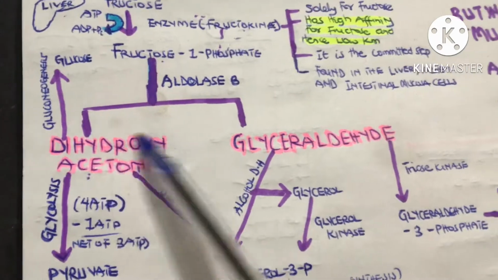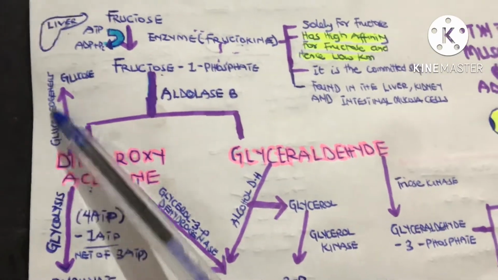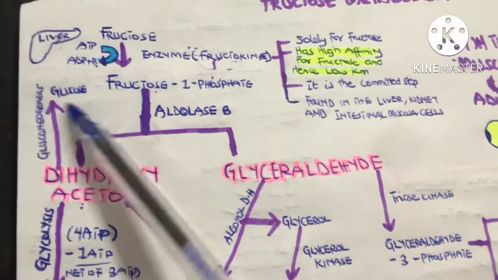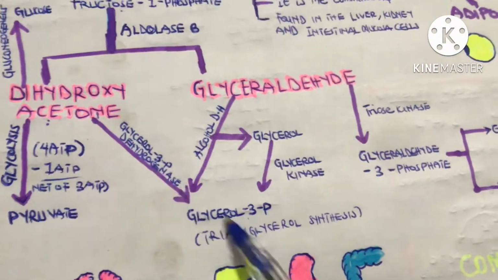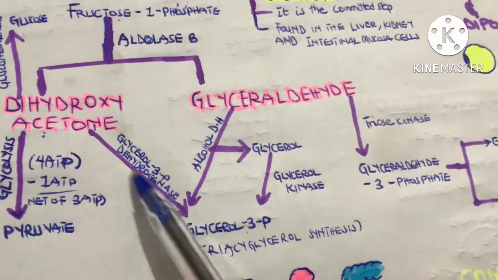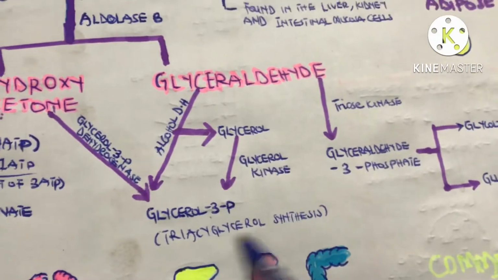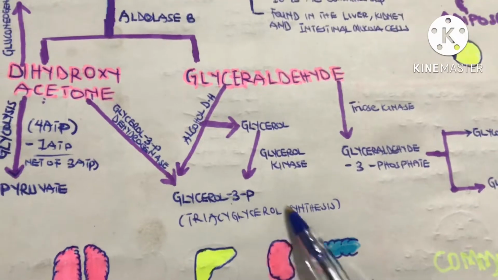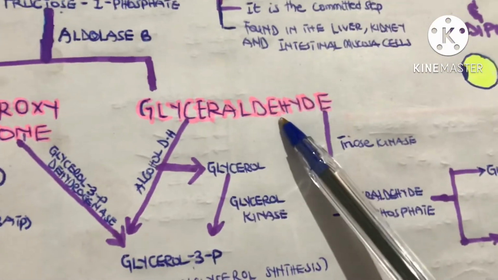Or this dihydroxyacetone phosphate can actually undergo the reverse of glycolysis, which is gluconeogenesis, for us to generate glucose. This dihydroxyacetone phosphate can also be converted to glycerol 3-phosphate by the help of the enzyme glycerol 3-phosphate dehydrogenase. And this glycerol 3-phosphate can be used in the synthesis of triacylglycerol. Now let's focus on the glyceraldehyde.